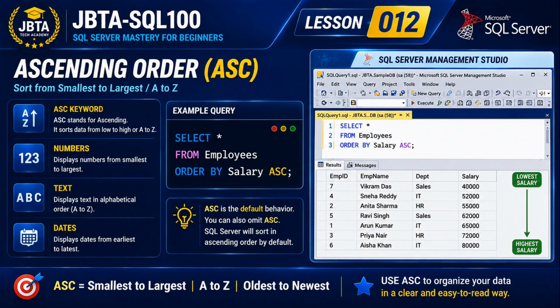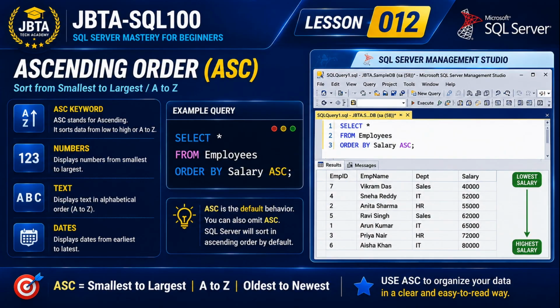Suppose we want to display employees based on their salary, starting with the lowest salary. We can write an order by clause followed by the salary column and the ASC keyword. SQL Server first retrieves all the employee records. Then it compares the salary values. Finally, it arranges the rows from the smallest salary to the largest salary before displaying the result.